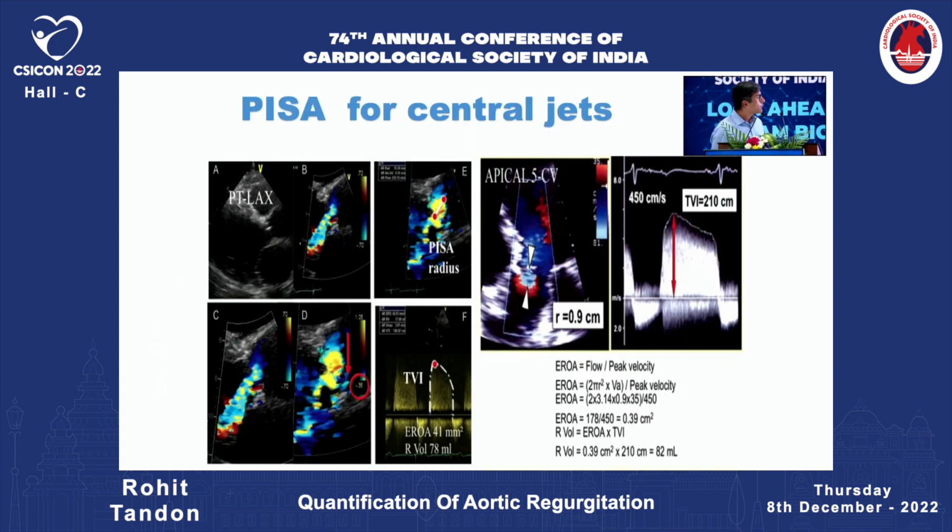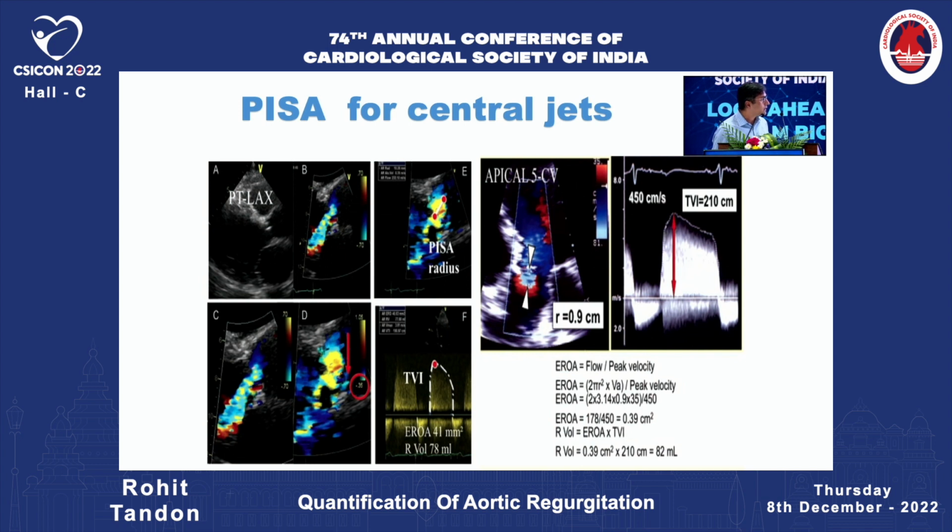So this is the example where sometimes in the parasternal long view tilted, we can see the proximal isovelocity surface area, and then we measure the radius here. Or if we can take the apical 5-chamber view, we can take the radius here, and then we have to take the continuous wave Doppler and trace the whole jet. And this gives us, on the basis of aliasing velocity, the EROA, which is effective regurgitant orifice area.